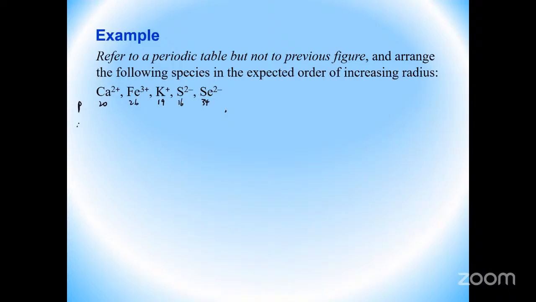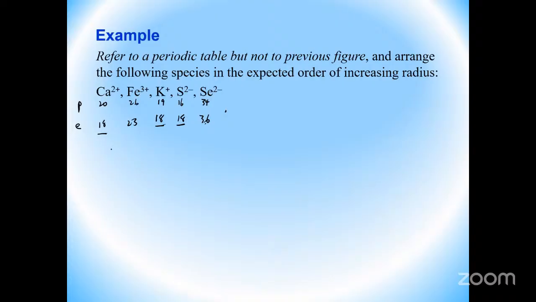And then I will look at the number of electrons, right? In each case. Now, in the case of calcium, the number of electrons will be 18. In the case of iron 3+, it's going to be 23. In the case of potassium, that will be 18. In the case of sulfide, that will be 18. And in the case of selenide, that will be 36, all right? Now, the isoelectronic species are the ones with the same numbers of electrons, right? So basically, you can order those three in terms of their increasing size.